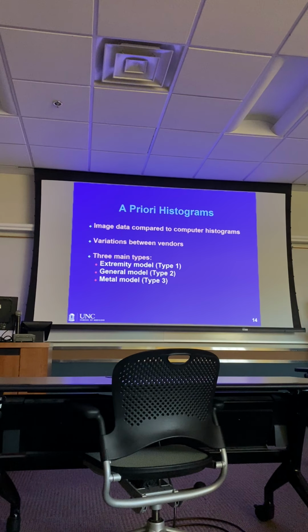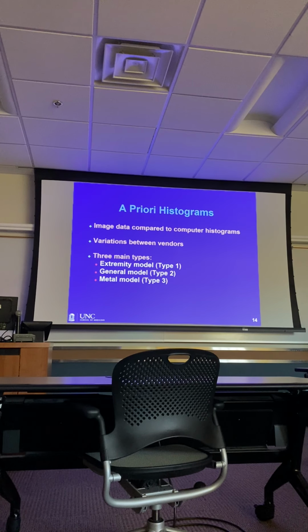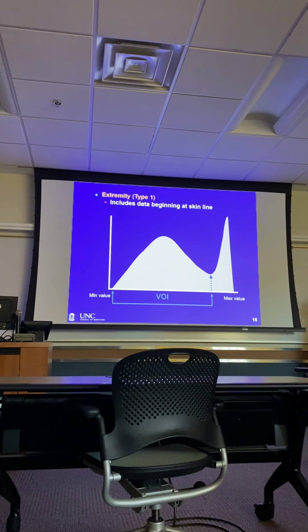But when it comes to a priori histograms, the ones that are already programmed in, even though there could be numerous histograms, we can categorize them basically into three main types, okay? Even though there are variations within these, and variations between the vendors, there are basically three main types of histograms. There's something that's called an extremity model, or type 1. There's a general model, which is referred to as type 2, and then there's something called a metal model, which is referred to as type 3. So these are the three basic ones.